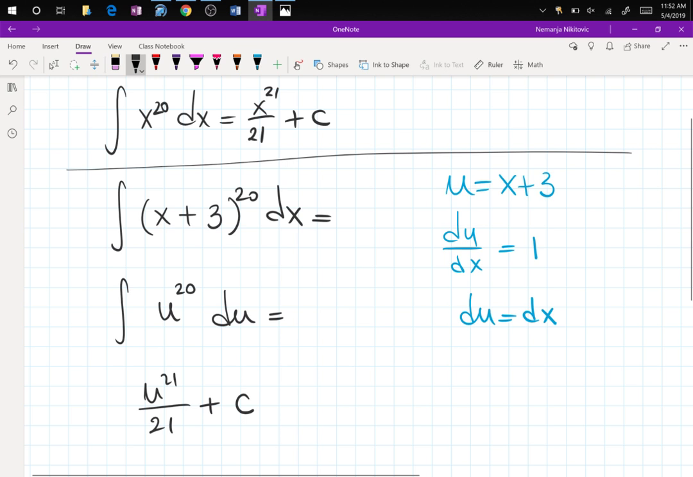And then you have to go back to the x variable, right? Because no one cares about u. No, I'm serious. No one cares about u because the variable that the problem was posed in was x. So we replace u with x plus 3, to the 21 over 21 plus c, and then we're done with the problem.